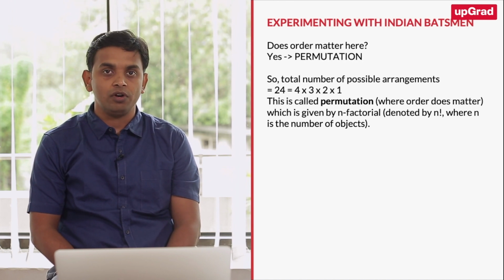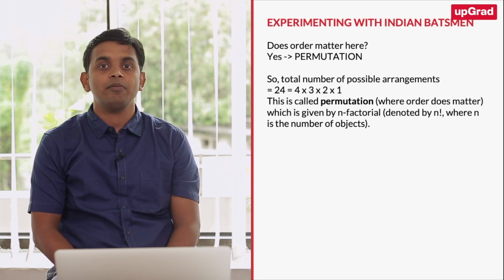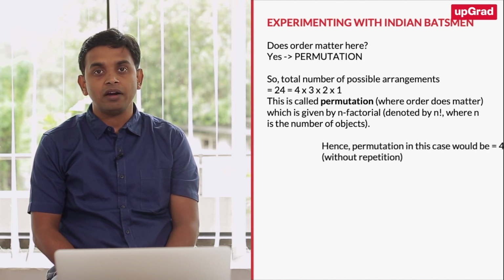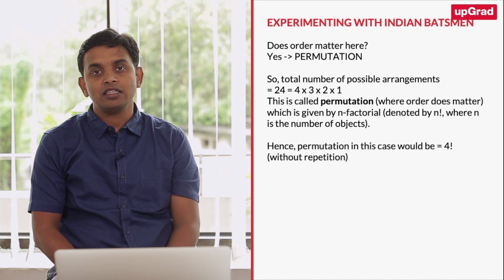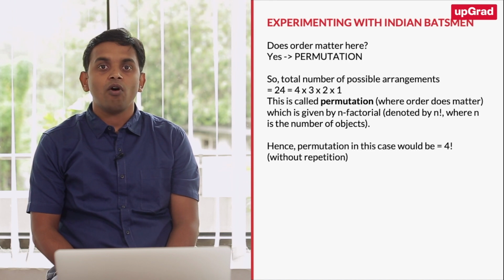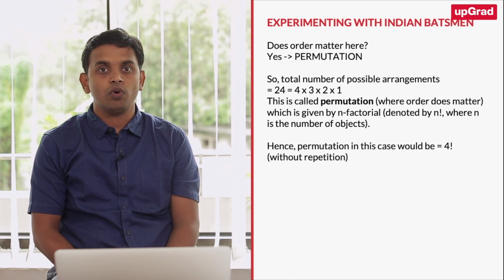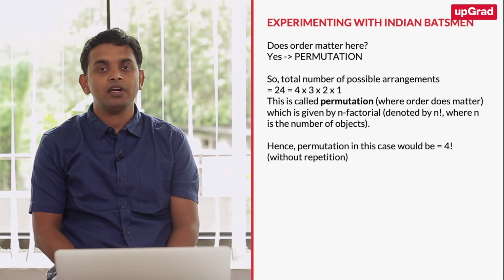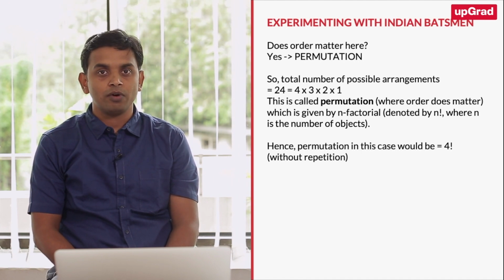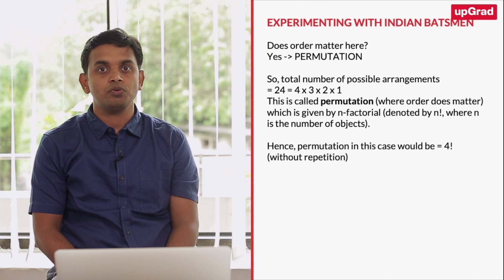Now a permutation can be calculated with a formula which is n factorial, and n factorial is nothing but n multiplied by n minus 1 multiplied by n minus 2 till 1. So if the order matters, it is permutation, and this is without repetition. So what is without repetition? When the players are playing, once a player is out, they cannot come again onto the field. Once we have experimented with one player, then the next player will come and so on. So if there is no repetition, the formula for permutation would always be n factorial, which is n into n minus 1 into n minus 2 till 1.